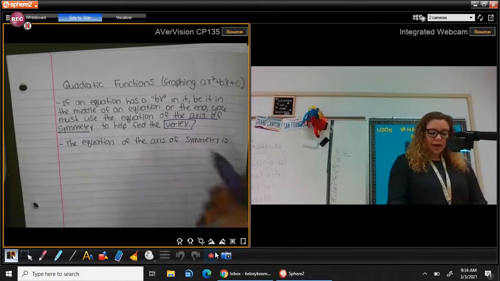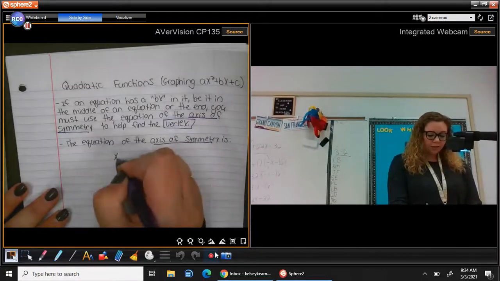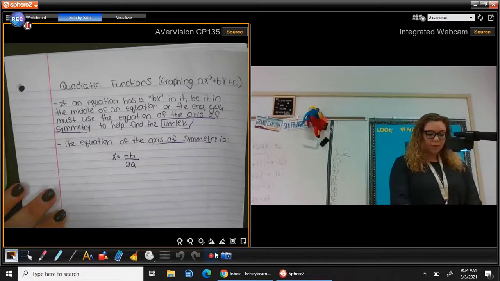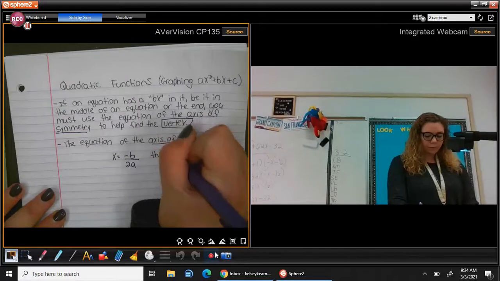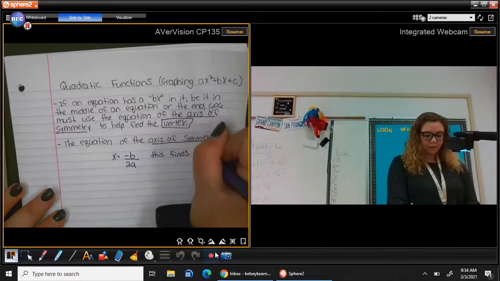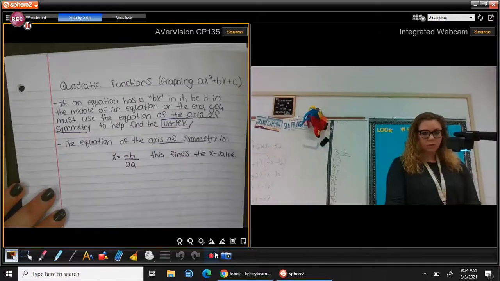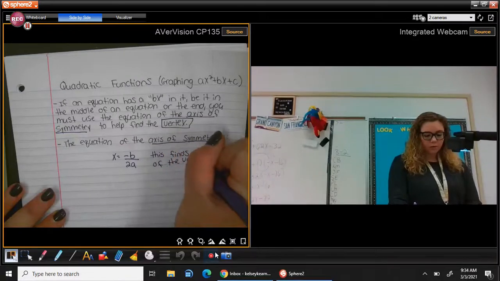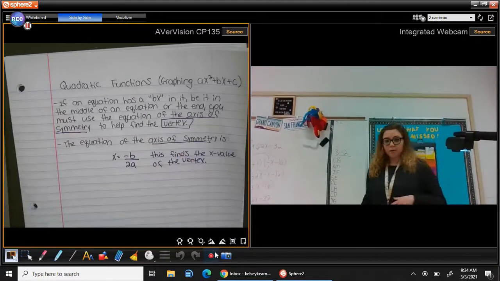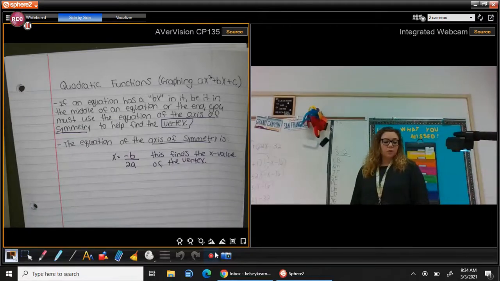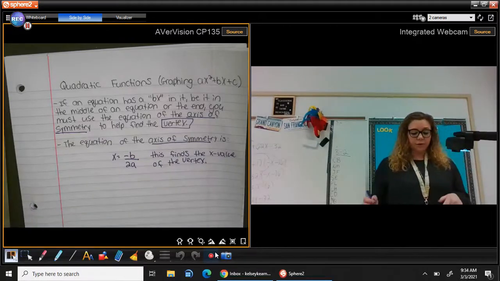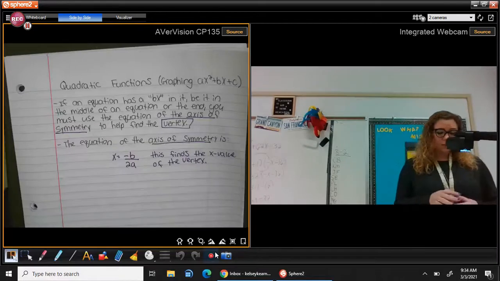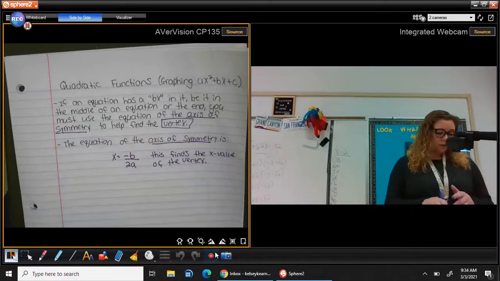So the equation of the axis of symmetry is x equals negative b all over 2a. Okay, this finds the x value of the vortex. So once we use this equation, we're already halfway done, okay? So that's going to give us the x value. And we always want to do this first. So step one is to always find the axis of symmetry, okay? So let's just jump into the examples.